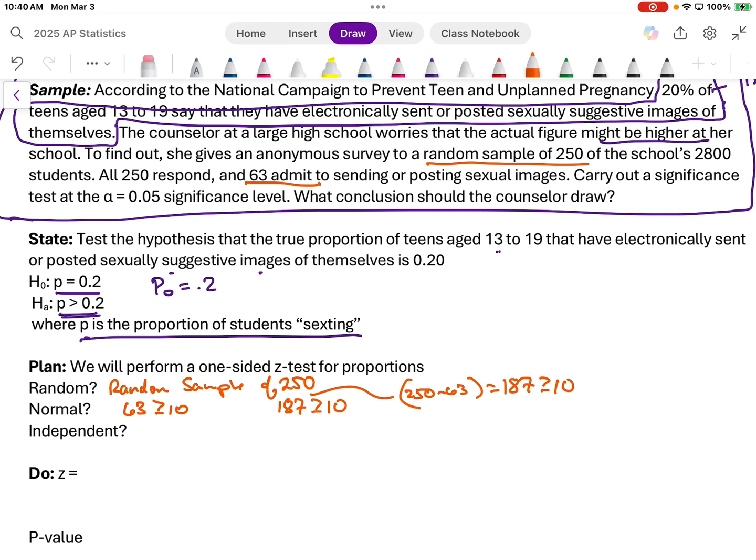Independent. All right, let's see. 10 times 250, which is 2,500. That is less than the 2,800 in the school. So our independence is met. Again, notice I didn't say it's reasonable to assume. They told me that there was more than 2,800 students in the school. So I can say, hey, listen, we're less than that.